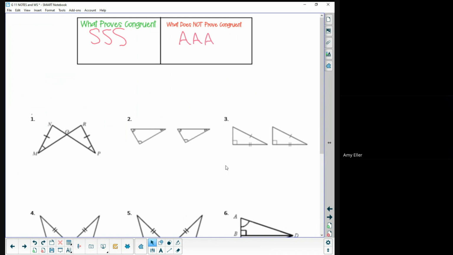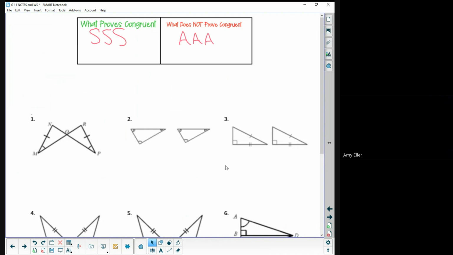So go ahead and put A in the not category. 3 angles that match is not enough to guarantee that our triangles are congruent. This is what we're working with today. We're going to have 5 in the yes category and 2 in the no category. I don't have visuals for all of them, but this kind of gives you an idea of what we're doing.